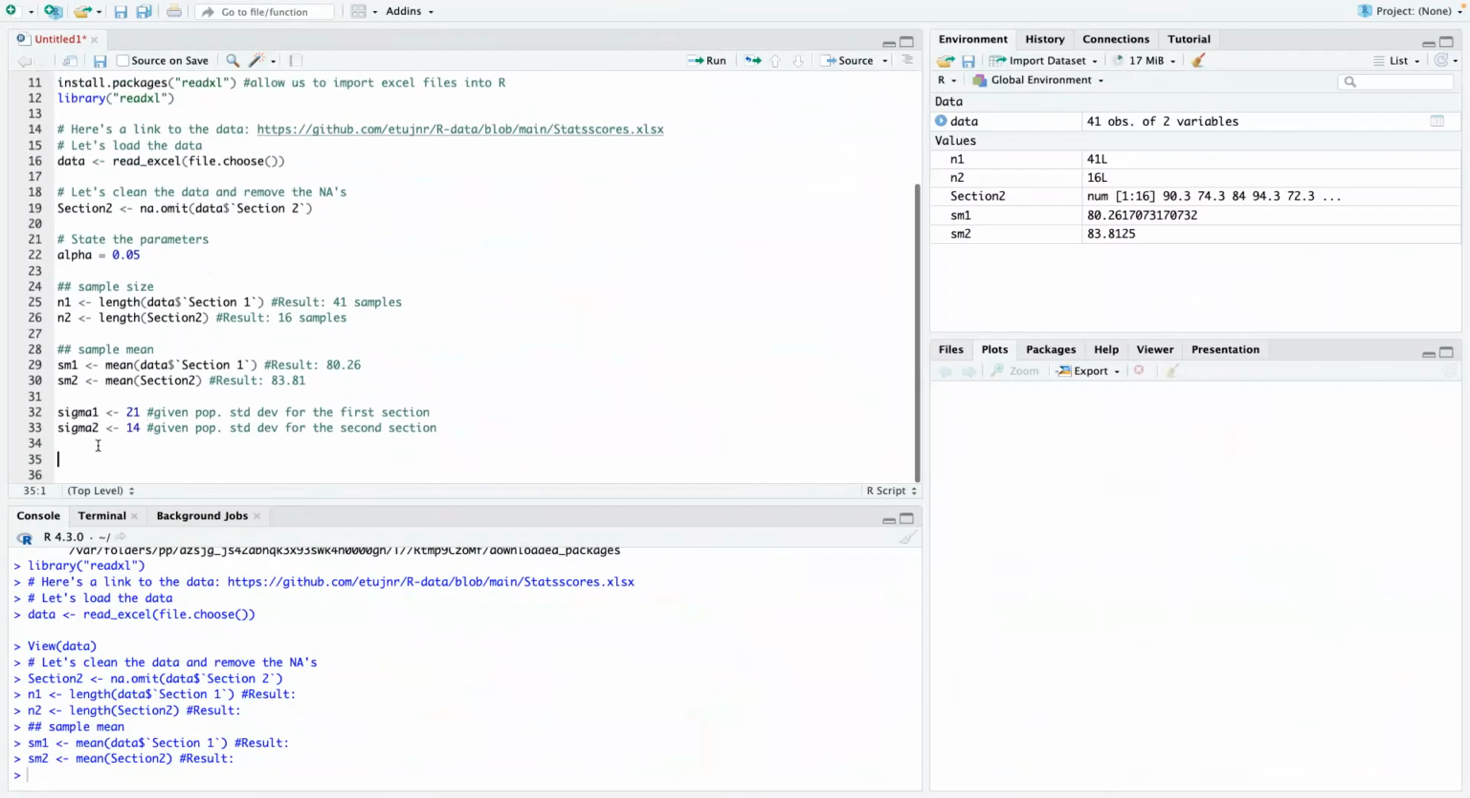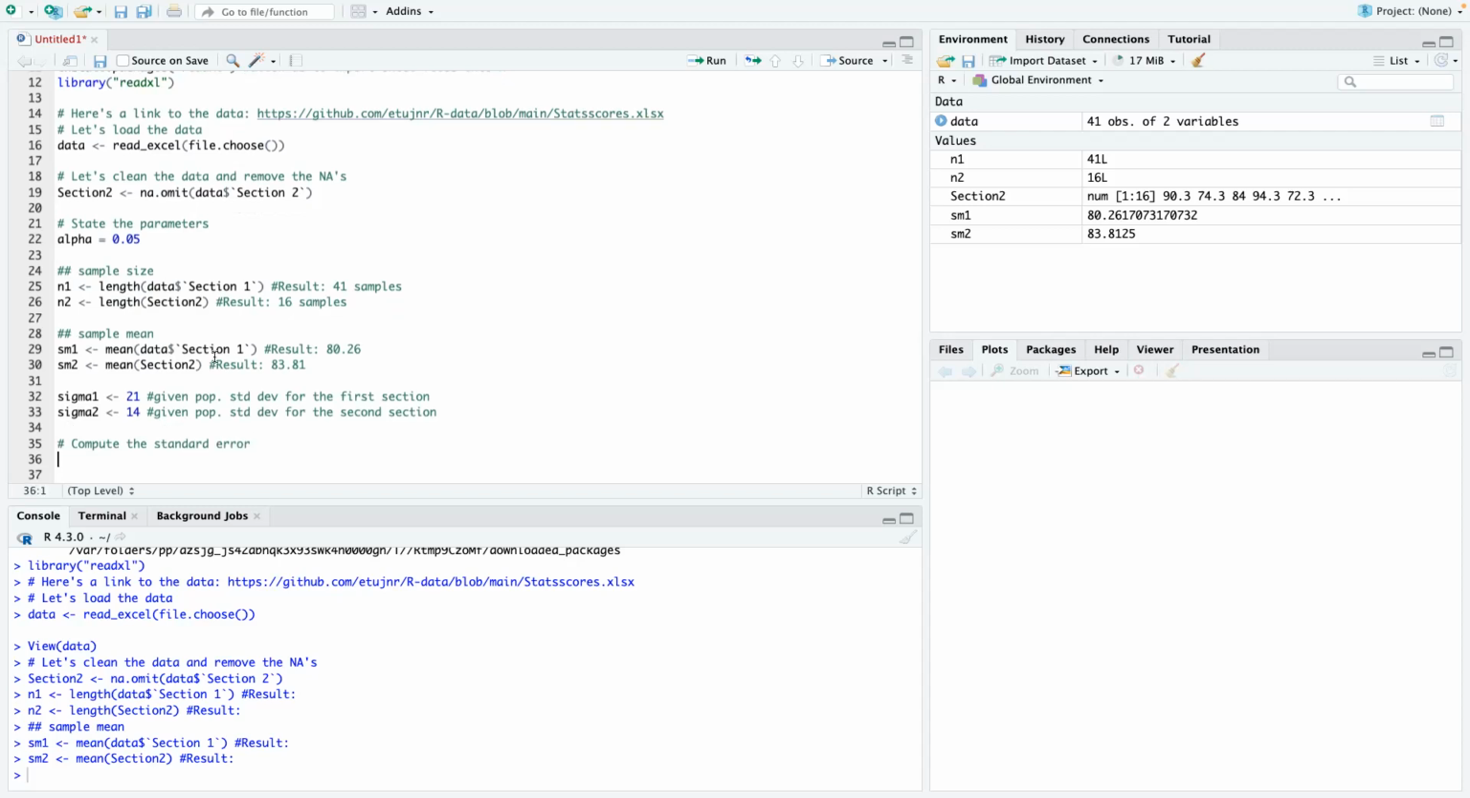All right, so you know where that is coming from. We're not manufacturing it or anything. It's from the historical records. Now, the next thing we want to do is compute the standard error, because the standard error is basically the denominator of our Z statistics, right?